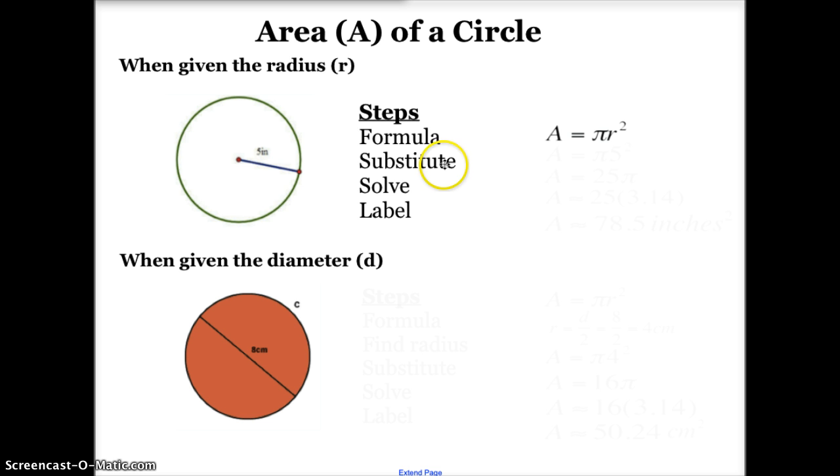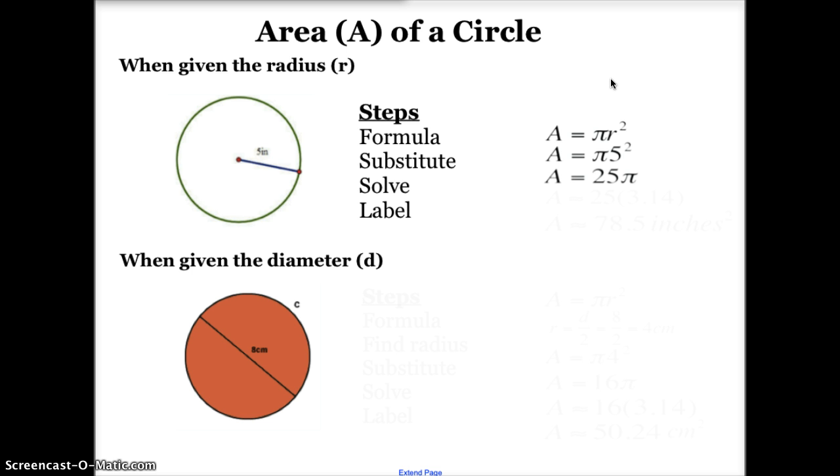Next, I'm going to substitute 5, because that's the radius, in for r. So area is going to be equal to pi times 5 squared. I'm going to solve that, so I'm going to take 5 squared, because that's what I do first in order of operations. So I get area is equal to 25 pi.